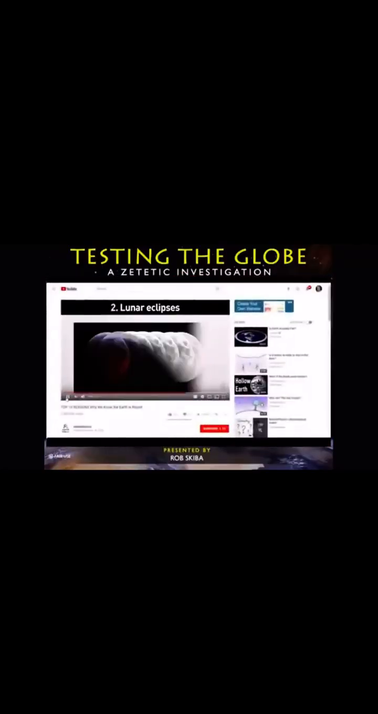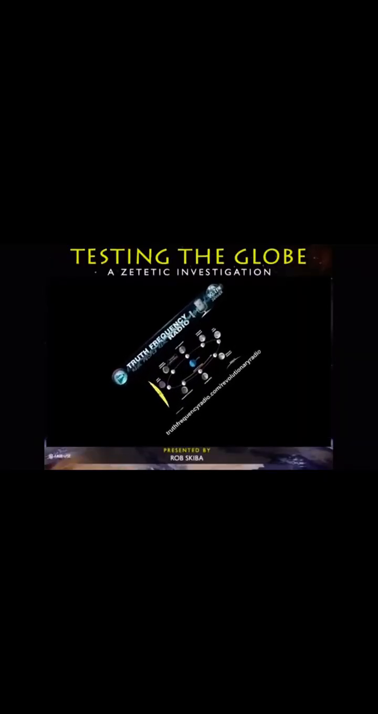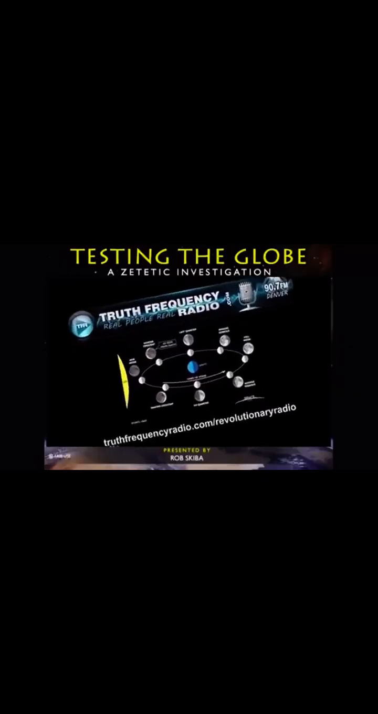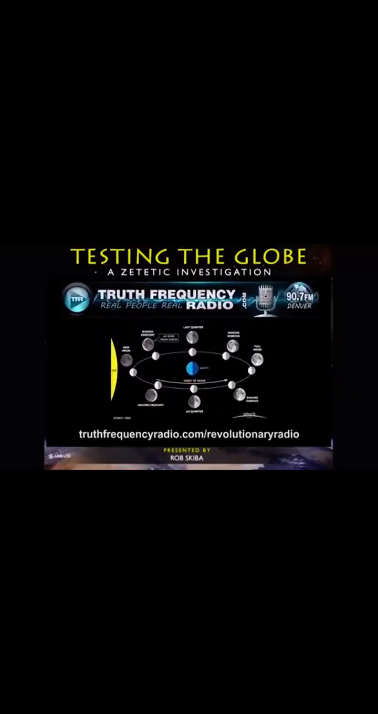Number 2. During a lunar eclipse, the shadow of the Earth on the moon is curved. The following is from a radio show I did back in 2015, talking about the issue of lunar eclipses. Now, we'll talk about the eclipses in a second, but believe it or not, many people believe that the phases of the moon are also caused by the shape and shadow of the Earth.